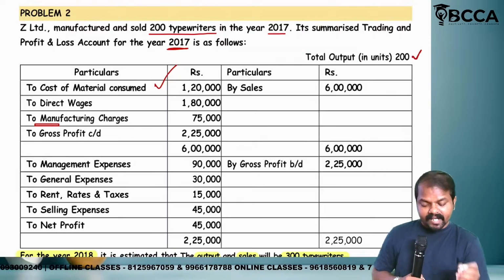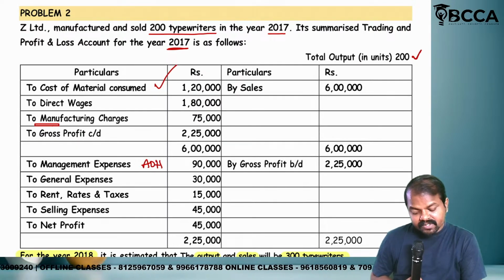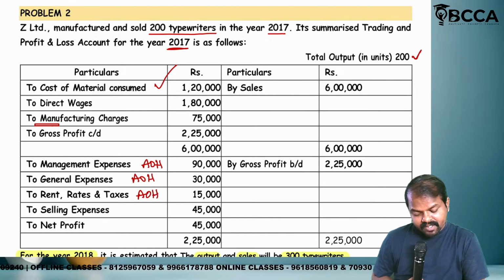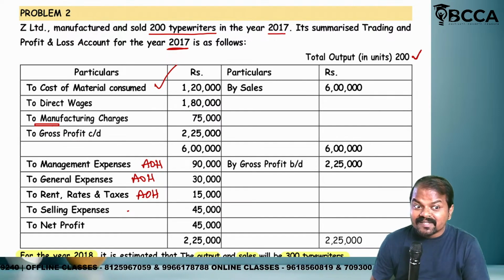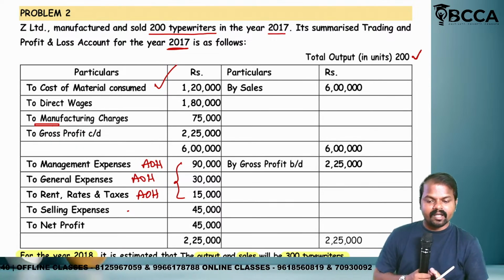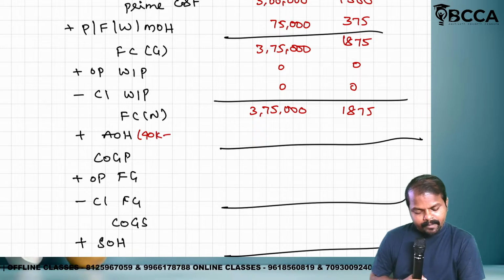AOH. Please check it. Management expense. General expense? AOH. Rent and taxes? AOH. Selling expense? Don't tell AOH, that is SOH. It means how many AOH items are there? 3. Please take the calculator. 90,000 plus 30,000 plus 15,000.